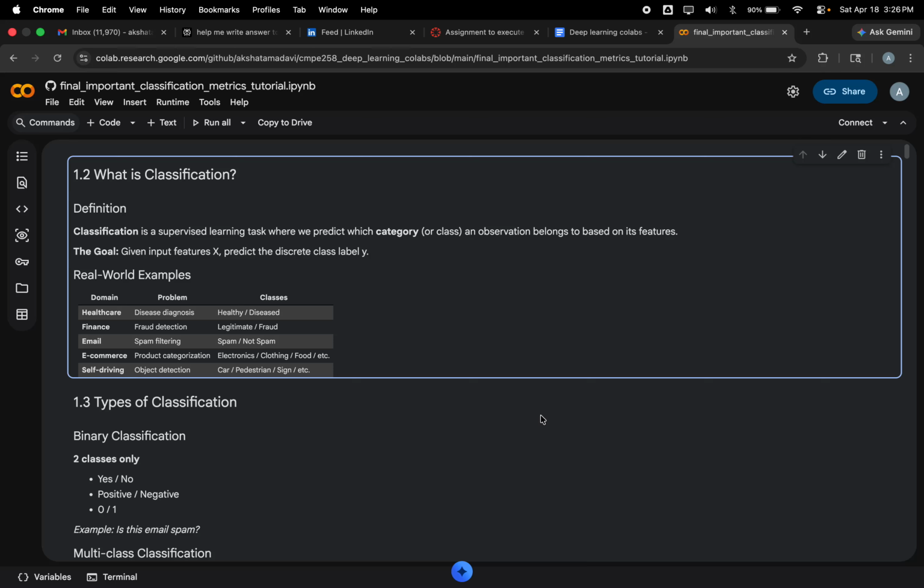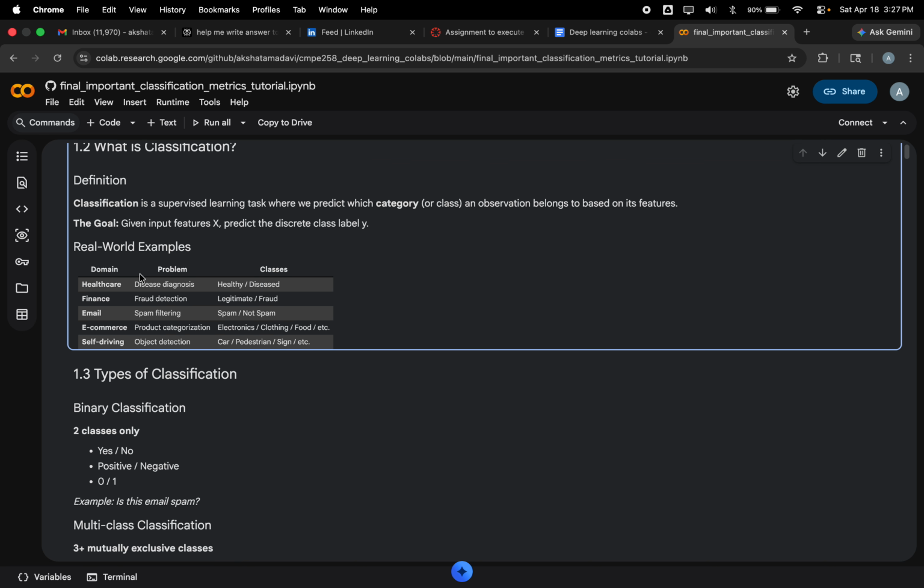Hello. So, in this video, I'll be explaining the important classification metrics we have. First, what is classification? Classification is a supervised learning task where we predict which category an observation belongs to based on its features. So, the goal is to predict the class of the particular variable.